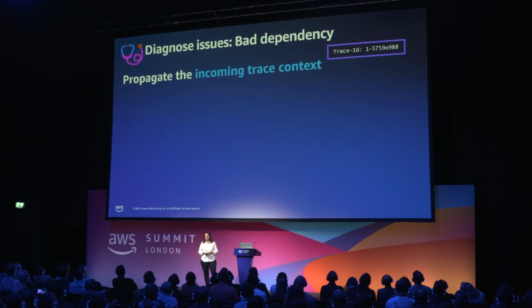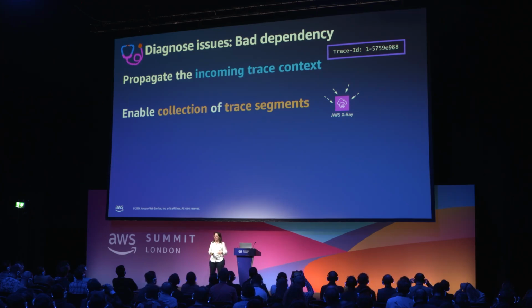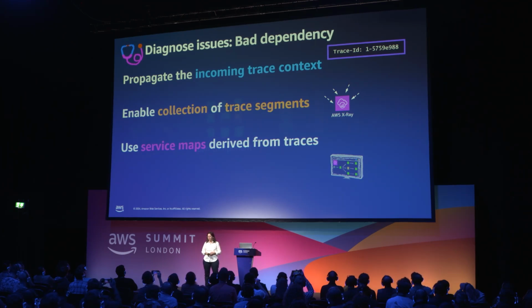So the key takeaway for bad dependencies: use tracing. Tracing enables you to track the request. It's like a baton in a relay race, which is passed from each incoming call to the outgoing call throughout the platform. Then collect these trace segments using AWS X-Ray, which enables you to build a service map. And then use the service map to identify where the problem is and where the team should focus.